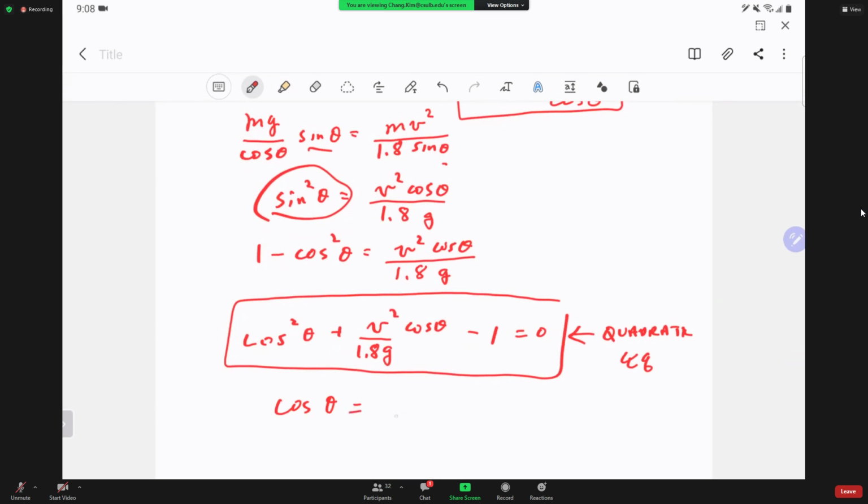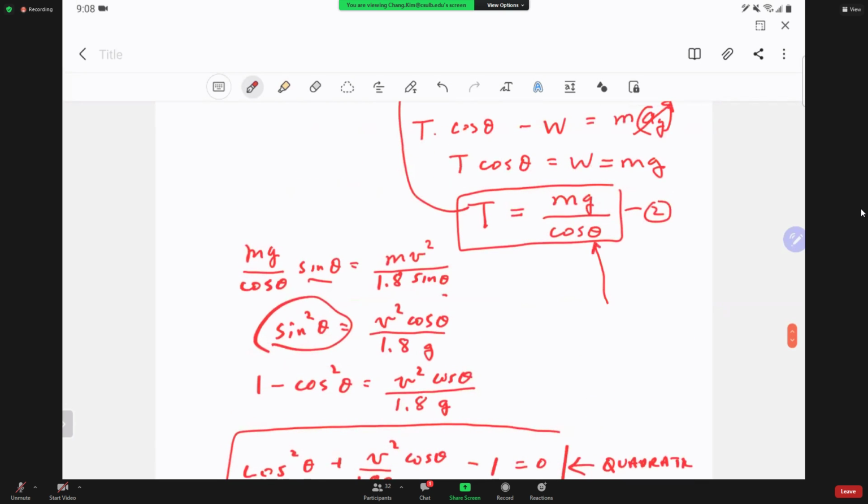And the one that I accept, the value would be 0.64479. Okay? The other value should not make any sense. So in this case, theta is about 49.9 degrees, about 50 degrees. Okay. So once you get the 50, punch that in here, and then you should be able to get the tension value.